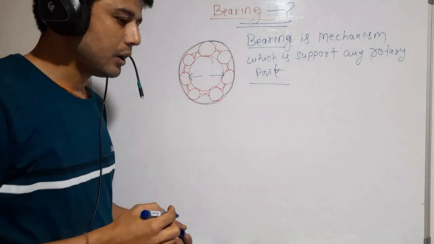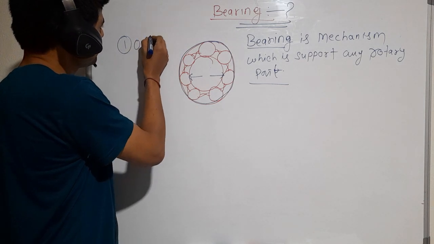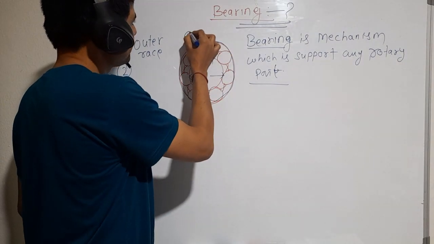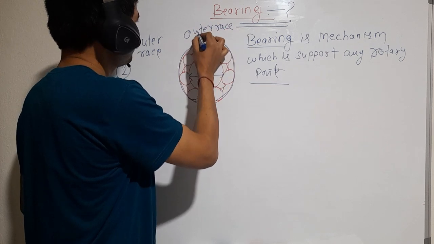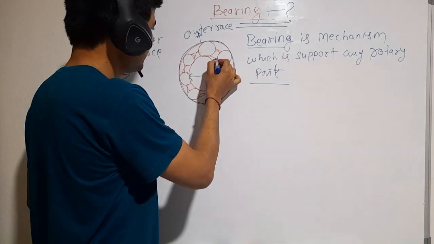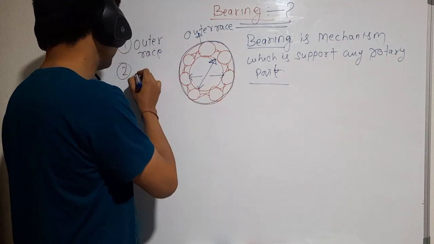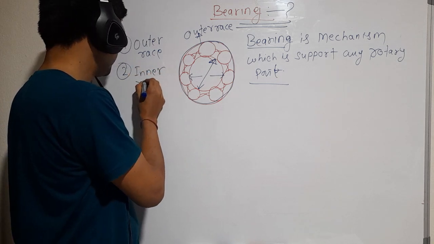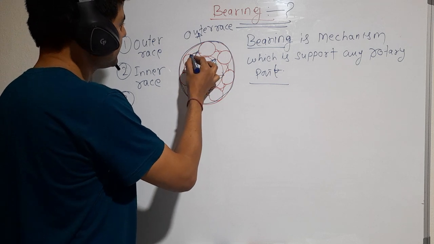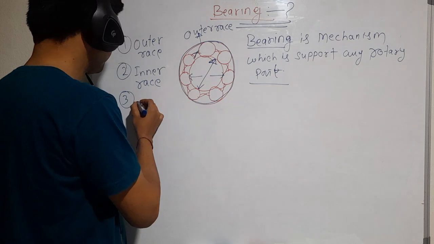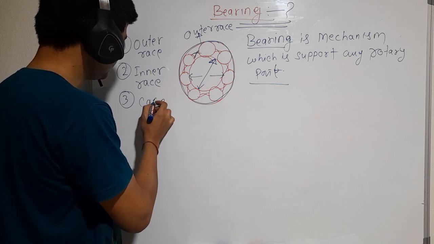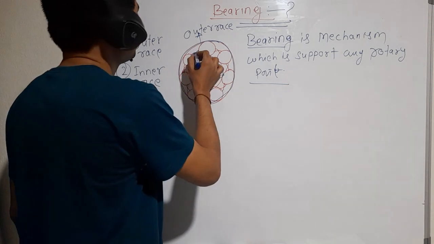The first part is called the outer race. This is the outer race. The outer diameter is called the outer race. The inner diameter is called the inner race. Third is the cage. This is the cage, which helps the bearing run smoothly.